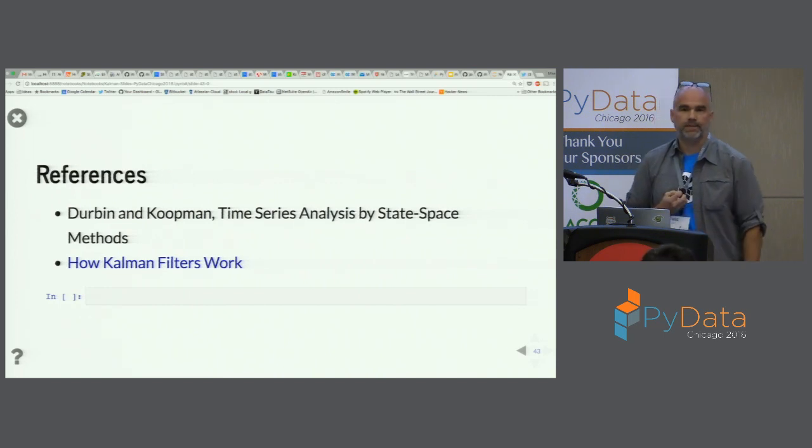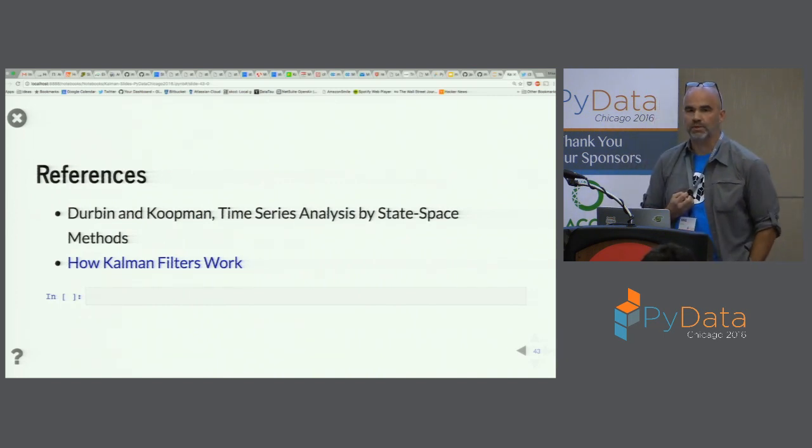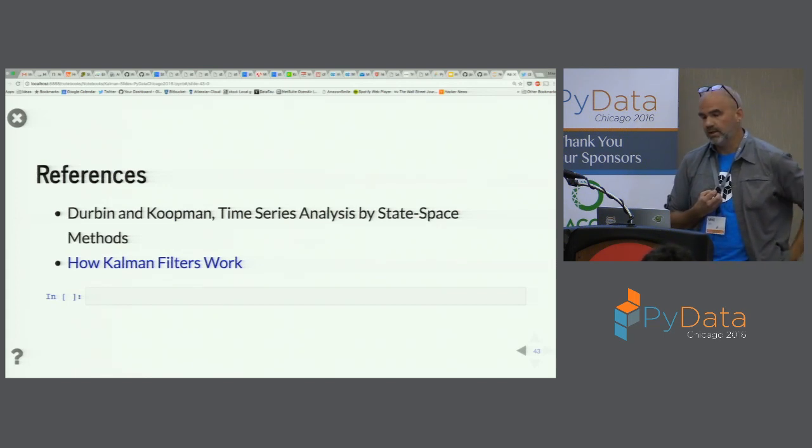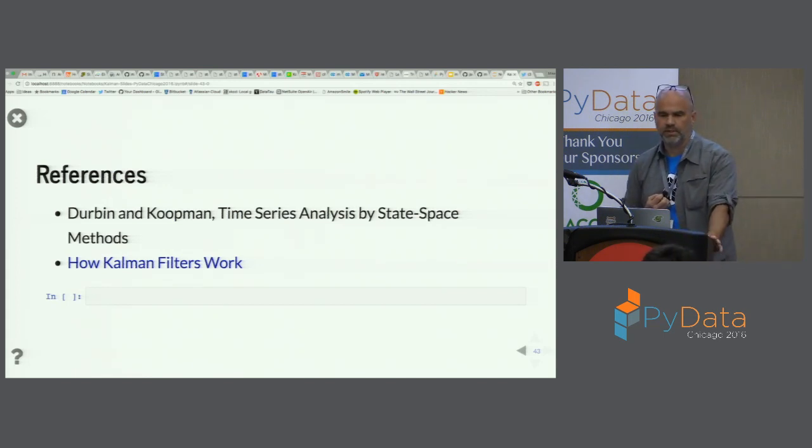And that's about it. I recommend Durbin and Koopman's book if you want to learn about this. Koopman also wrote another book on state space analysis, which is a little bit simpler. And there's this blog post called How Kalman Filters Work on the Uncommon Lab website, which if you can only read one thing about these, I highly recommend it.